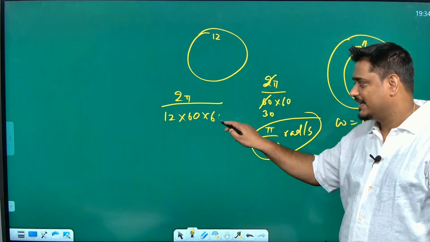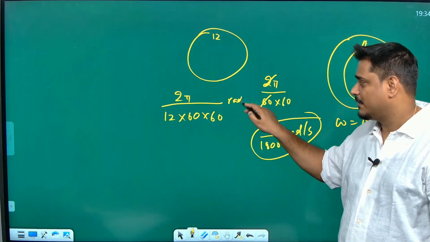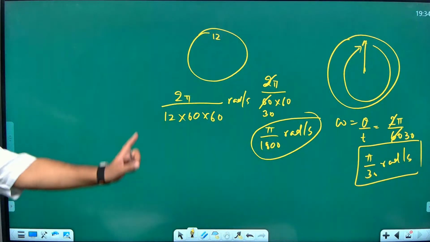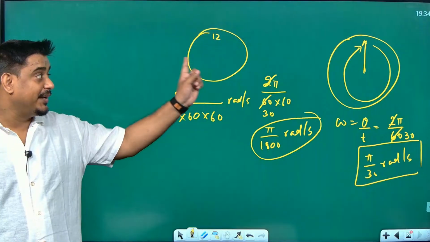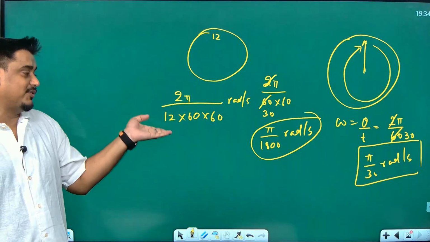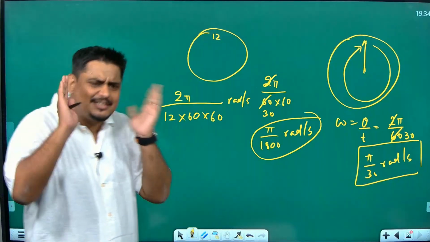Each minute has 60 seconds. This much radian per second. Are you getting my point? How to solve this kind of questions? Second hand, how it came pi by 30. Minute hand, how it came pi by 1800. And hour hand, how it comes by this much, whatever it comes. It is all by basic common sense.